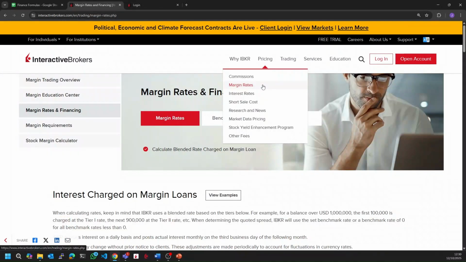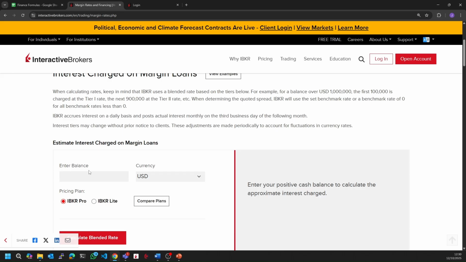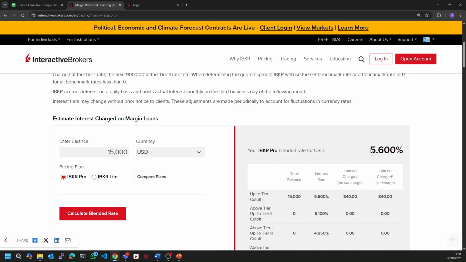Margin rates, this is when you want to borrow against your stocks. And for example, trade with leverage, so you will go to margin rates. And here again, a calculator depends on your plan, volume, and everything. And with some examples, how much the blended rate would be for your borrowing.